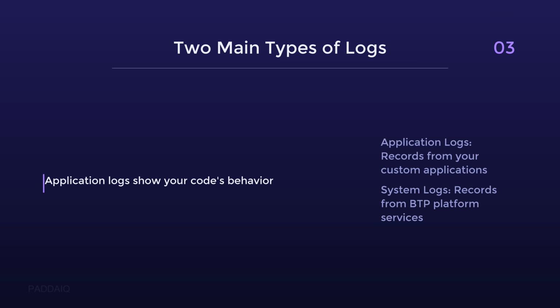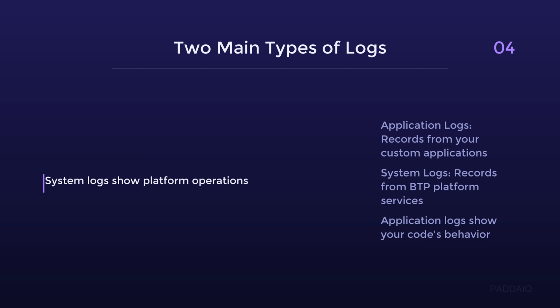Application logs show your code's behavior. This means they record events and messages generated by your custom application code during execution, helping you trace its internal operations. For example, if your app processes orders, these logs can confirm when an order is successfully saved to the database. Monitoring these logs is essential for understanding and debugging your application's performance.